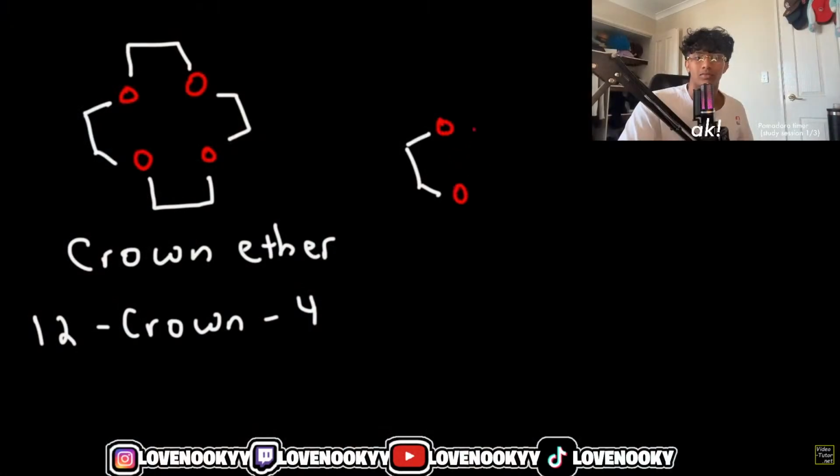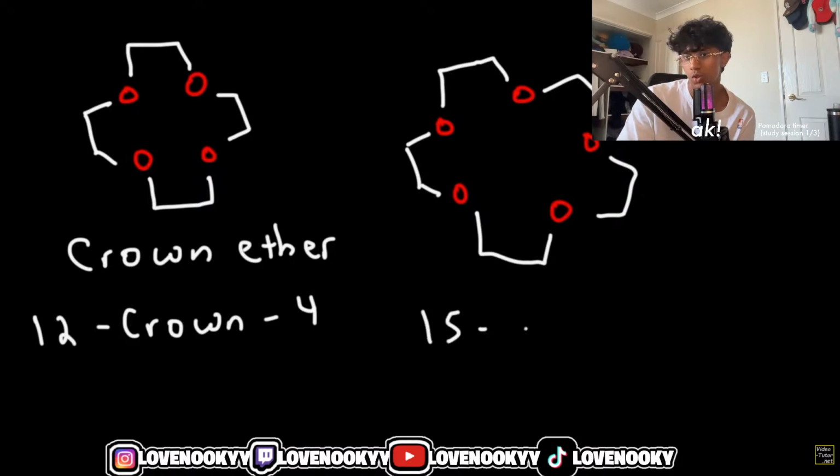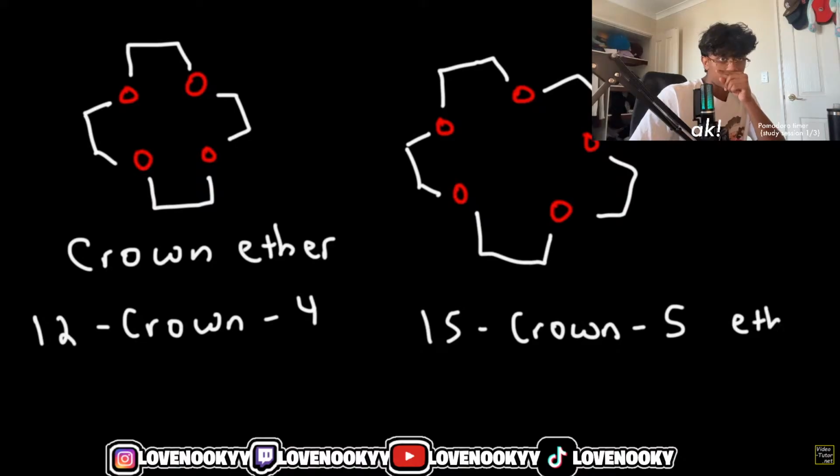Now, you do have other categories of this type of ether. What I'm going to draw is a 15 crown 5 ether. So that's the 15 crown 5 ether. There are 15 atoms in total, and 5 oxygen atoms. The 12 crown 4 ether is very useful for solvating lithium ions. The 15 crown 5 ether is bigger. It can solvate a bigger ion, in this case the sodium ion. And the 18 crown 6 ether is used to solvate the potassium ion.